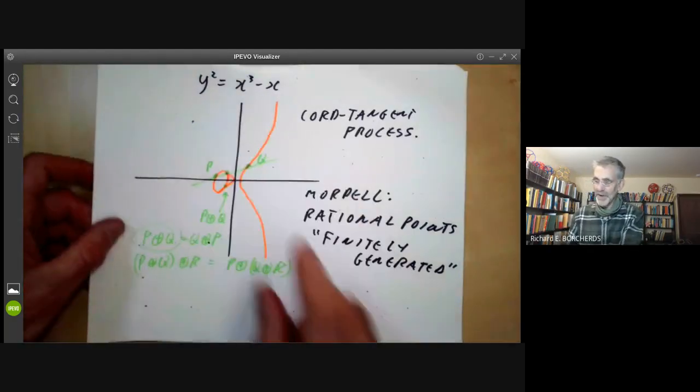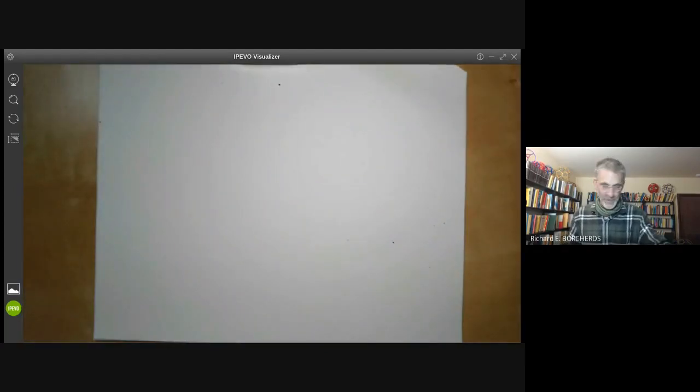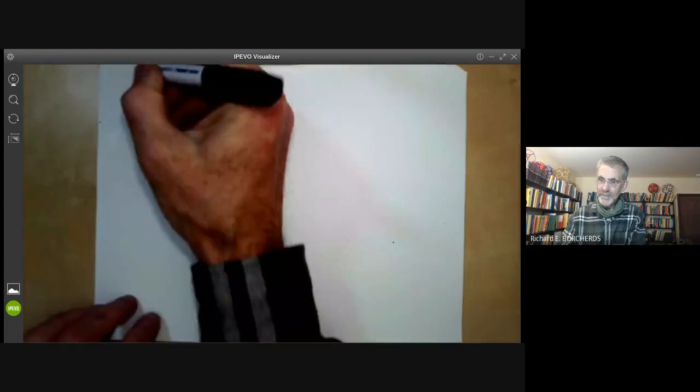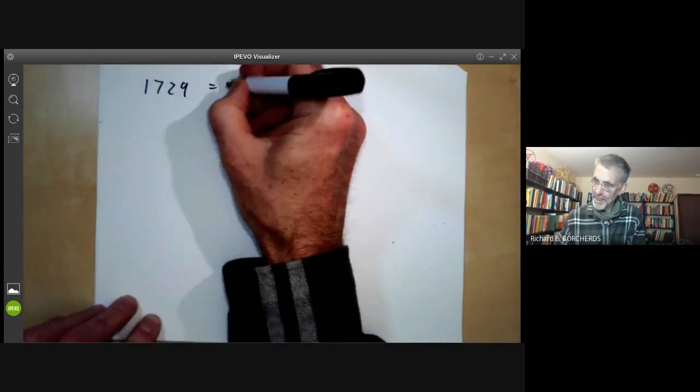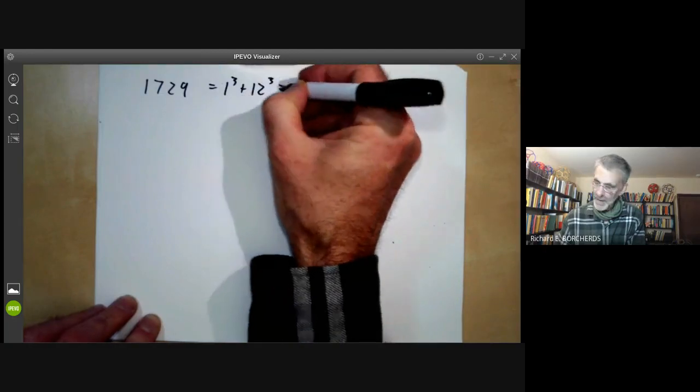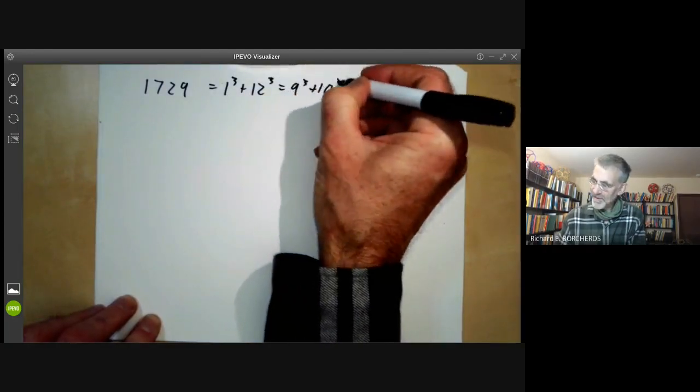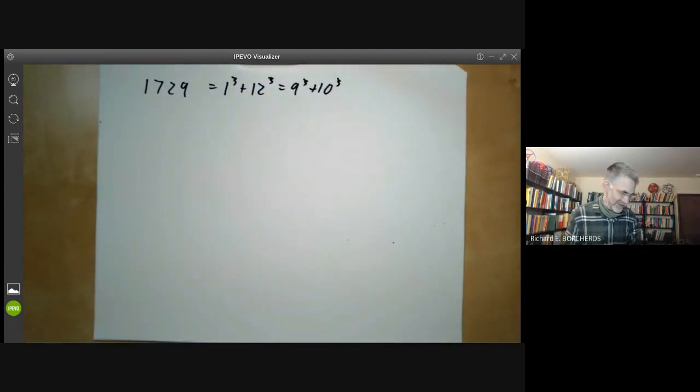So far we've been looking at curves. Now I'm going to look at an example of a surface. So this is related to Ramanujan's famous number. There's a famous mathematical anecdote about this. This appears in Hardy's book on Ramanujan.